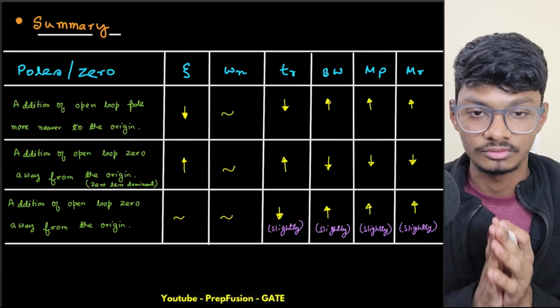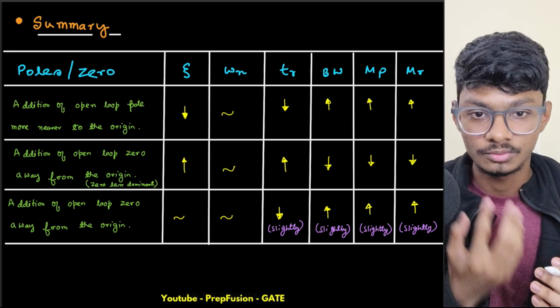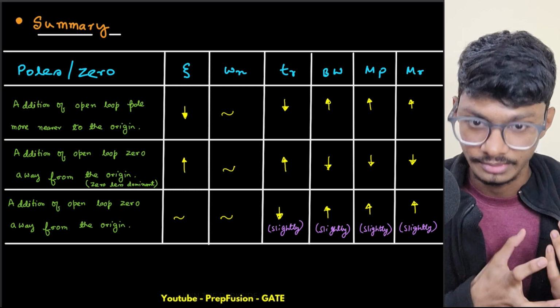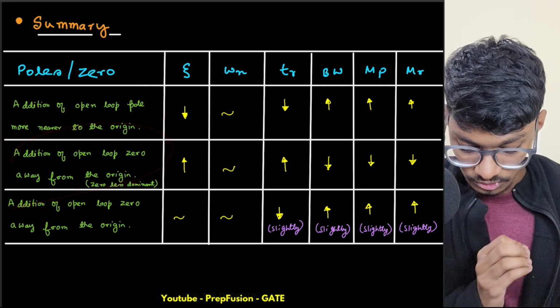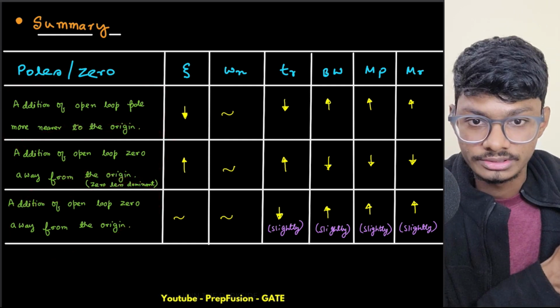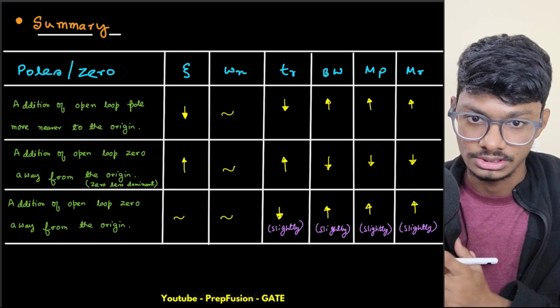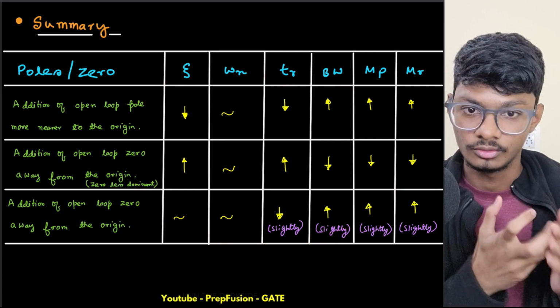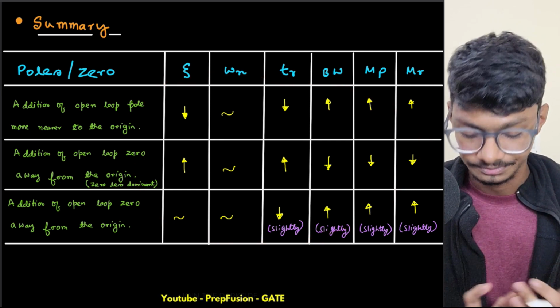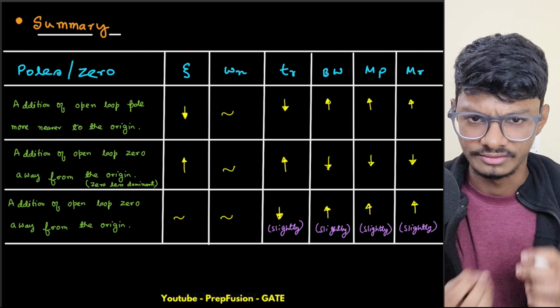In the previous lecture, we learned what happens to my system parameters and system stability when we add open loop poles, add open loop zeros, add open loop zeros nearer to the origin, or add open loop zeros further away from the origin. We learned what happens to the frequency domain parameters and the time domain parameters. You can quickly revise all these things.